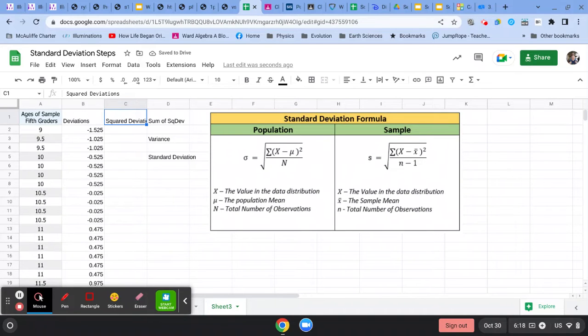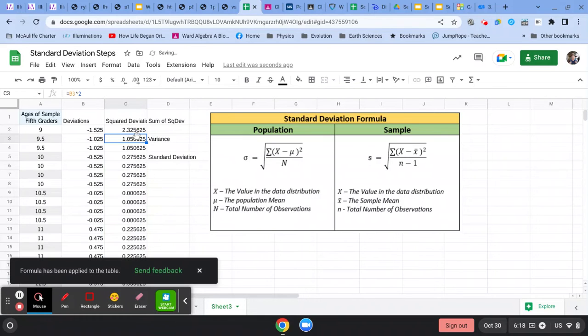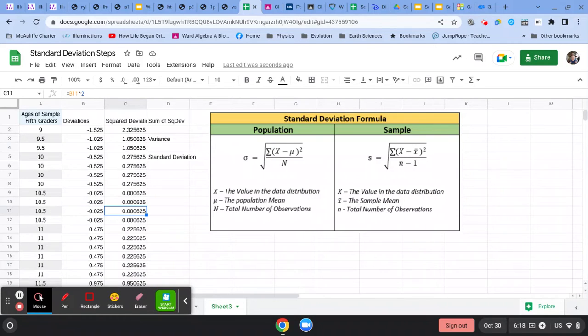Now my next step is to square those deviations. To square something, we just say equals the thing we want to square. So I select that cell, and you see now I have equals B2. Then I hit Shift 6, which gets me that pointy hat thing, and 2. What that means is B2 squared. So I hit enter. It's going to suggest an autofill. I will accept that. I don't need to worry about any kind of absolute cells because I'm not making a reference to another cell. I'm just squaring whatever's the contents of that cell.